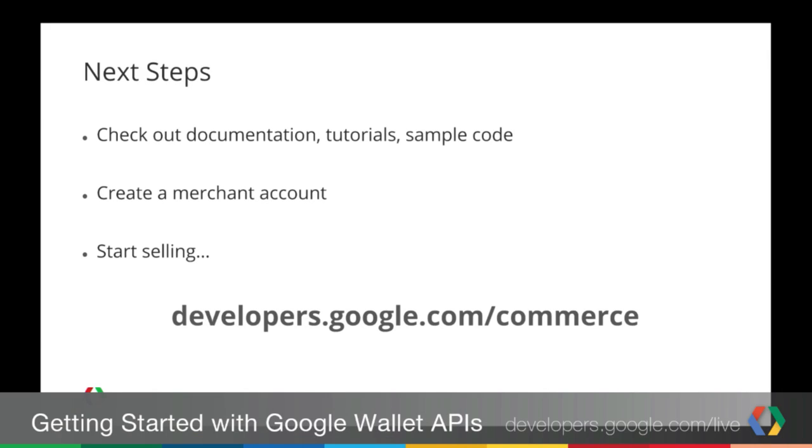How do you get started? It's very easy. I pointed out the documentation earlier. I'm going to say it again. It's at developers.google.com/commerce, where you will find separate documentation for the Digital Goods API and the Instant Buy API.